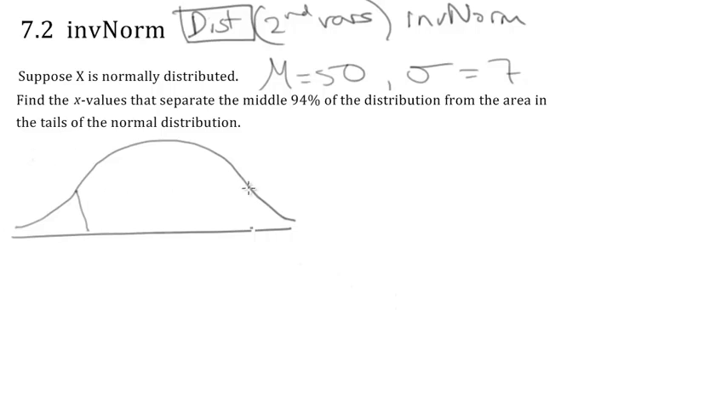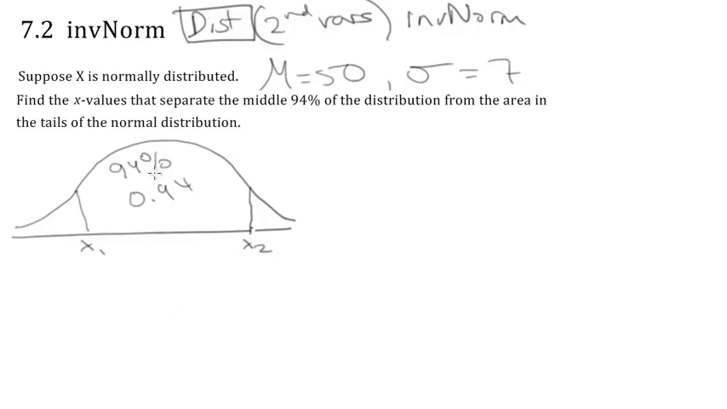So what we have here in the middle of my normal distribution is 94% of the curve, which I'm going to decimalize: 0.94 is the area between these two markers. I want two of them, so let's call this guy x1 and let's call this guy x2.